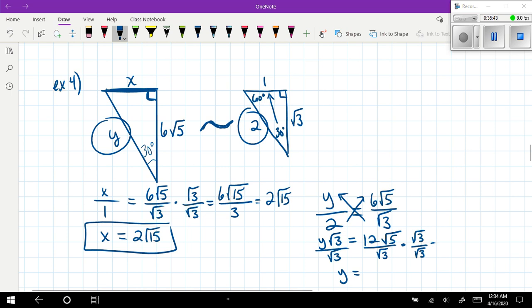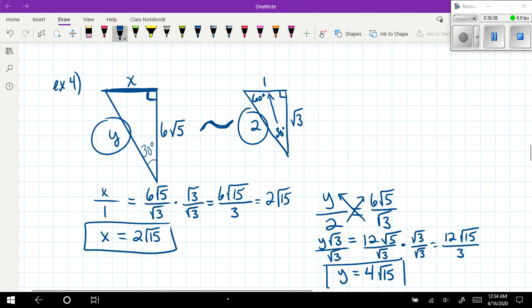This yields for me 12 times the square root of 15 all over the square root of 3 times the square root of 3, which is 3. And then I can divide the 12 and the 3 because they're both outside. Remember, inside to inside, outside to outside, but never inside to outside or outside to inside. This gives me 4 root 15.